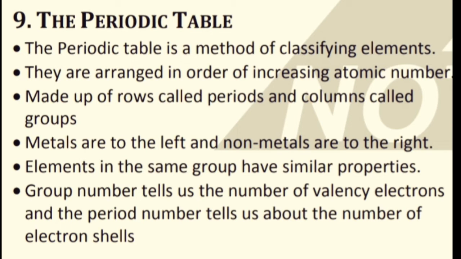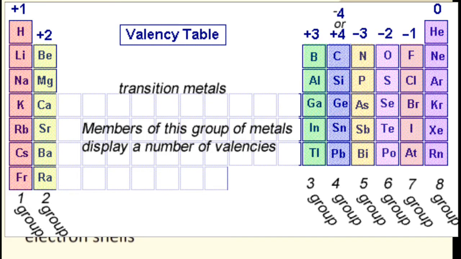Similarly, look here, noble gases, group number 8: helium, neon, argon, krypton, xenon. Their valency will be 8 minus n, where n means the group number, 8 minus 8. So the valency will be 0. Okay, this is valency and group number.